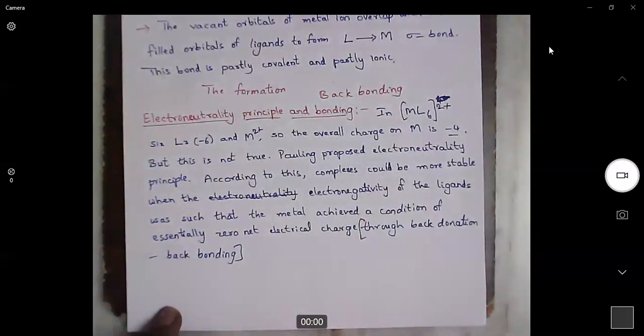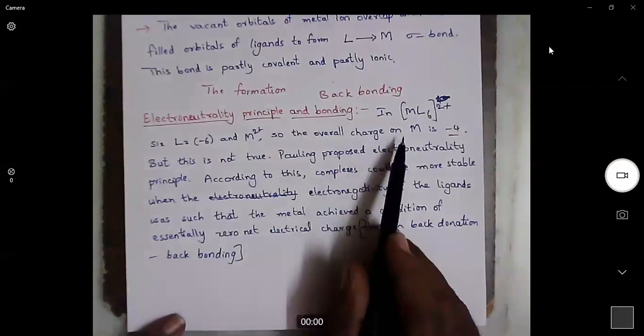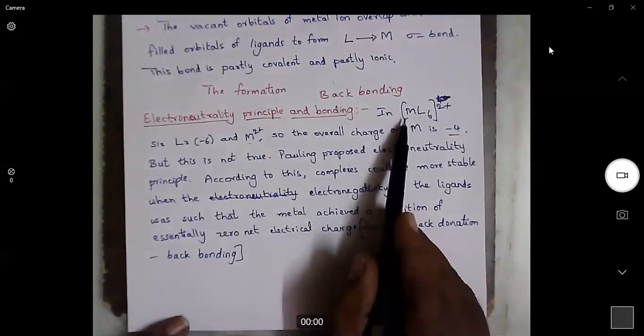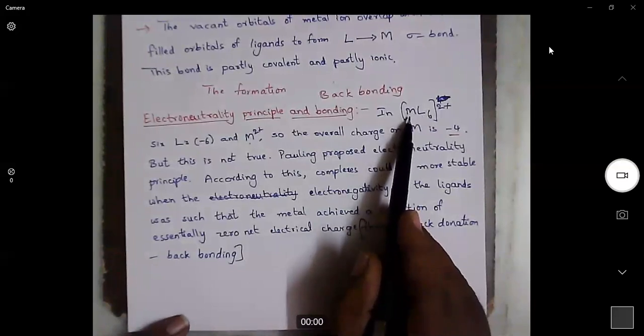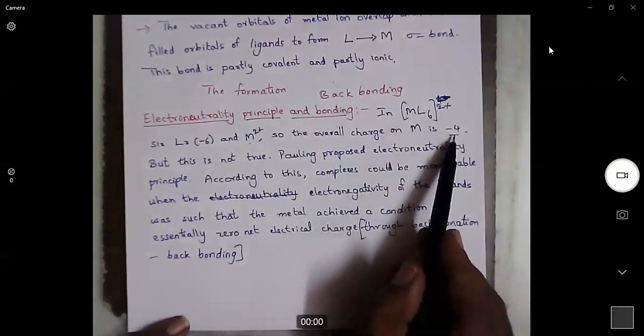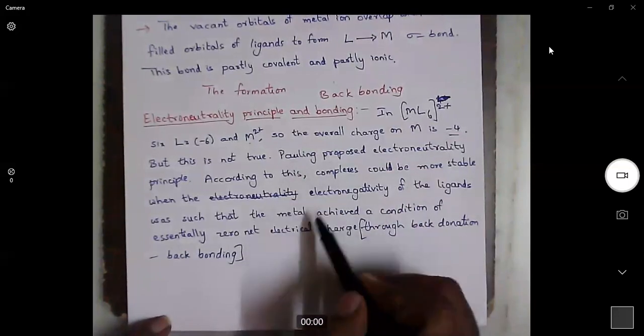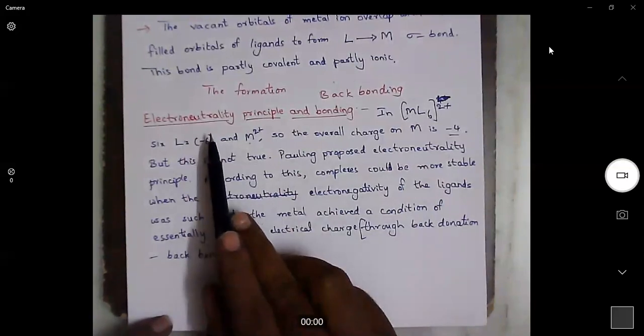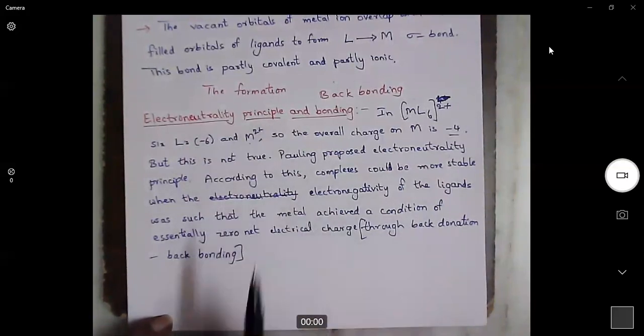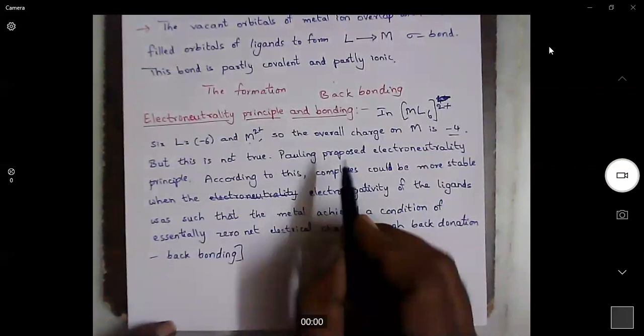Is it true? As we know, all metals are electropositive. That means they are stable with positive charge. They are mostly unstable with negative charge. So this concept is wrong, right? When the ligand is donating electrons, negative charge will be accumulated on the metal. So in the complex, the metal must have negative charge, but that is not true. Why? Because it will follow the electroneutrality principle. The electroneutrality principle was proposed by Pauling.